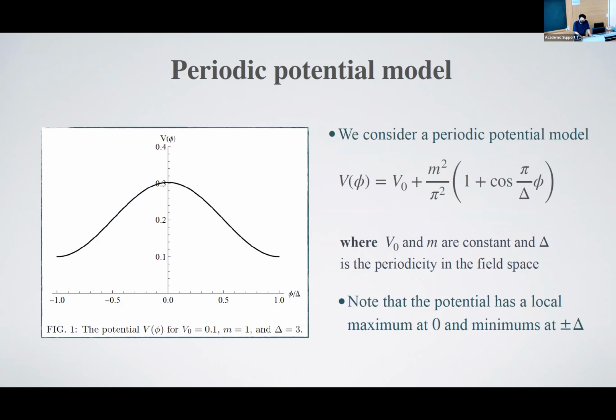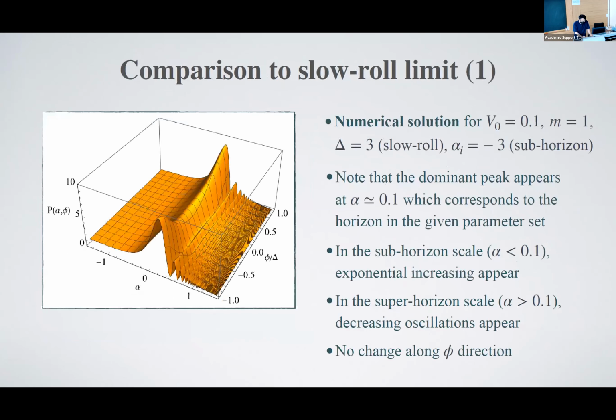This is the simplest periodic potential model we can think of. V0 and M are constants, and delta is the periodicity in field space. The potential has local maxima at phi equals 0 and local minima at phi equals plus or minus delta. Okay, so first let's start with the slow-roll limit case.